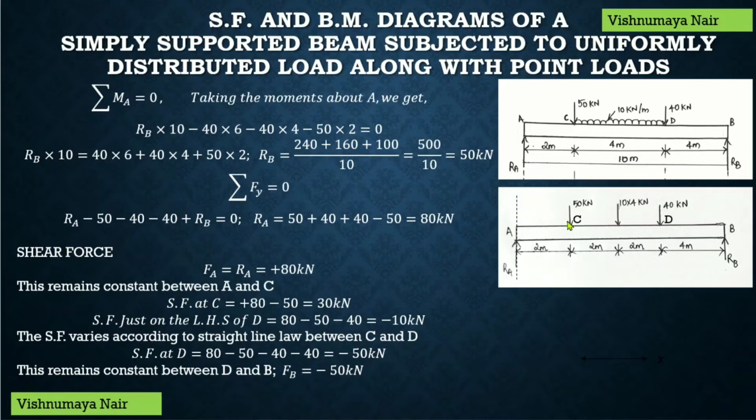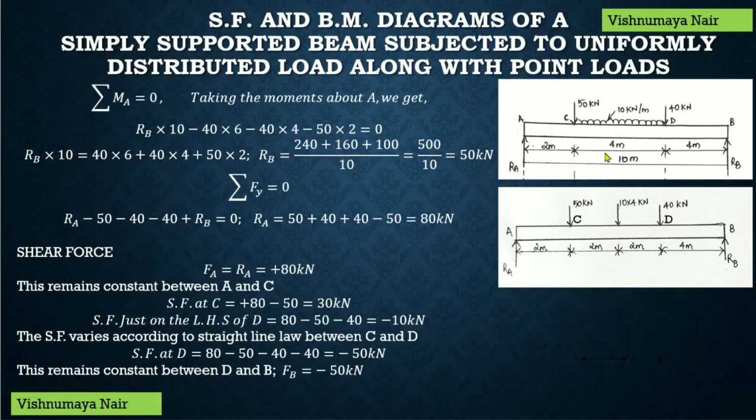So, Ra minus 50 minus 40 minus 40 plus Rb will be equal to 0. We know the value of Rb now, so we can substitute that in this equation and get the value of Ra. Ra will be equal to, we'll take all these terms to the RHS, 50 plus 40 plus 40 minus Rb. Rb is 50, so minus 50. So, it will be equal to 80 kilonewton. So, Ra equal to 80 kilonewton and Rb equal to 50 kilonewton.